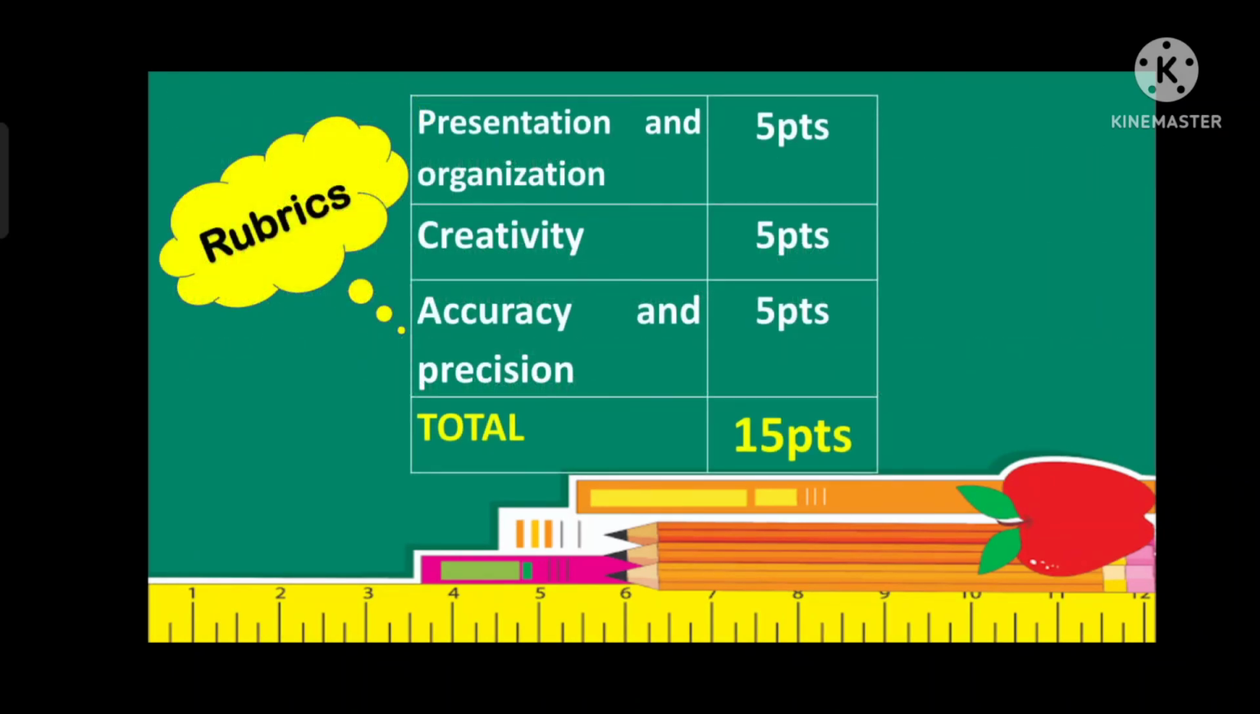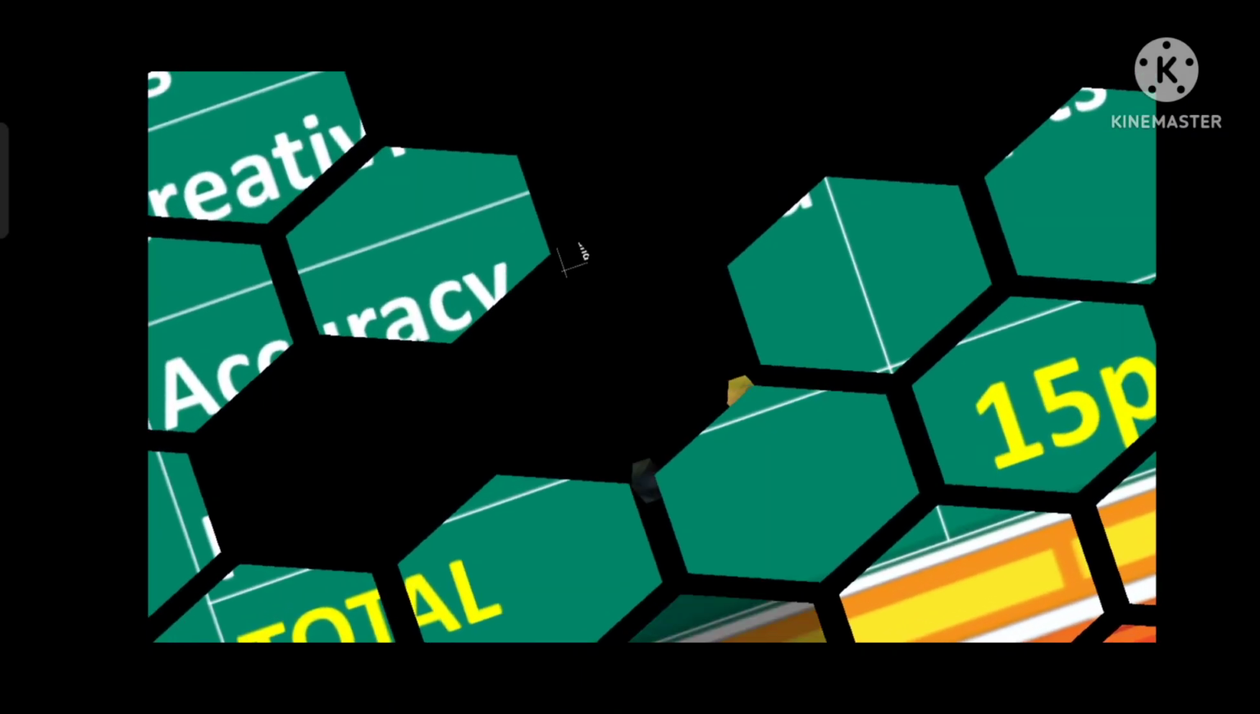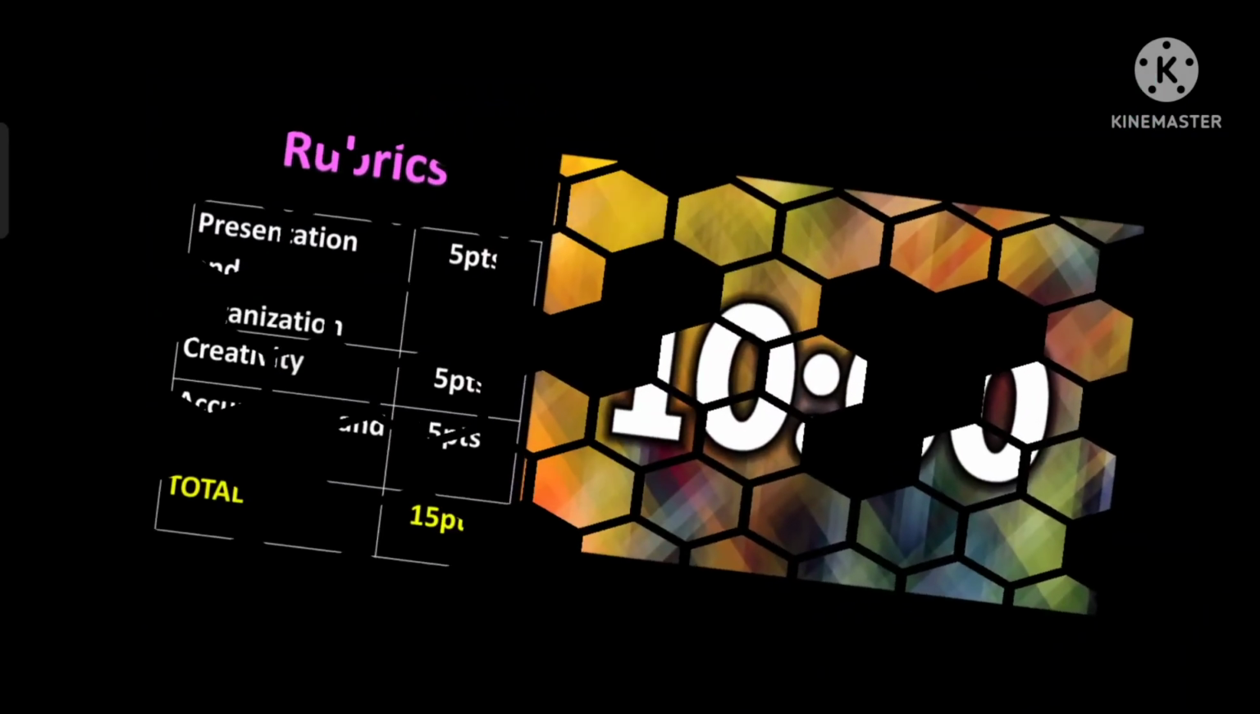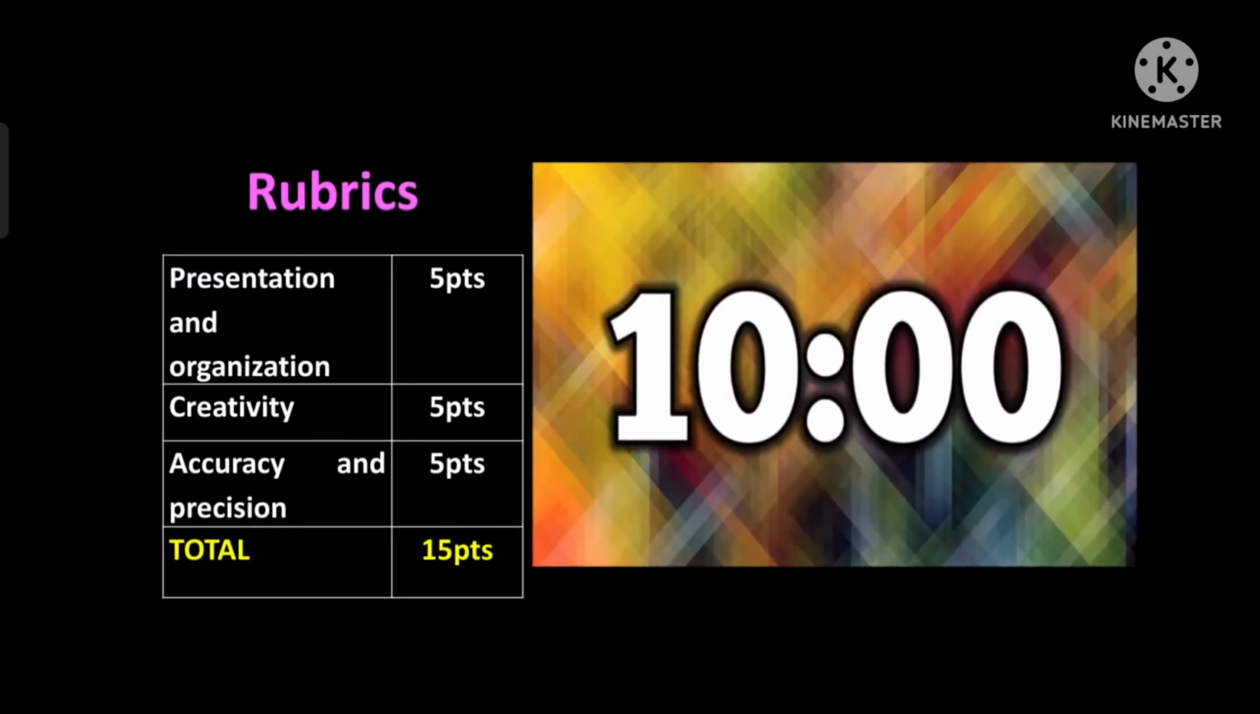So this is the rubric for our presentation. Organization, we have 5 points. Creativity, which is 5 points. Accuracy and precision, we have 5 points. And the total is 15 points. Okay, you may now do it.